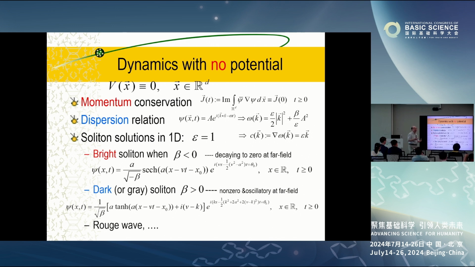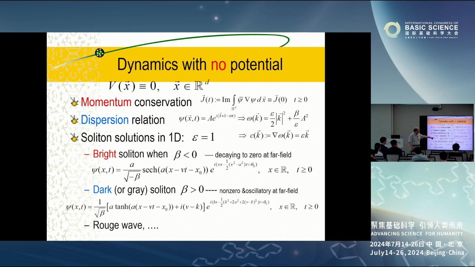Because if it is relativistic, then the wave speed is always bounded by the speed of light. In one dimension, when beta is less than 0, they are so-called bright solitons, like this one, which looks like a tangent function. You can see at the far field, the solution decays to 0 exponentially fast. This kind of solution is like a two bright soliton interaction. It's very easy to solve numerically. Since it decays to 0 exponentially fast, you truncate to a bounded domain with some boundary condition, and the job is done.